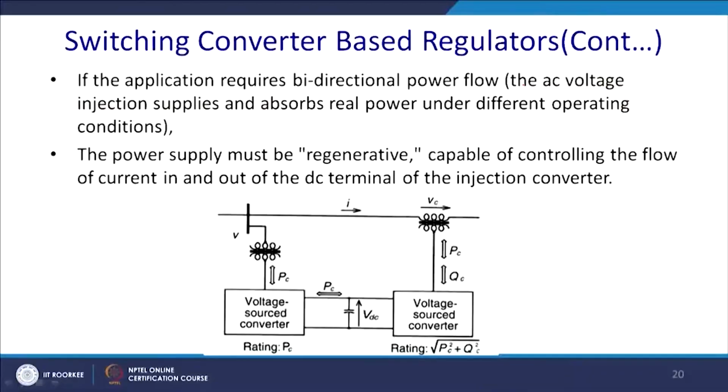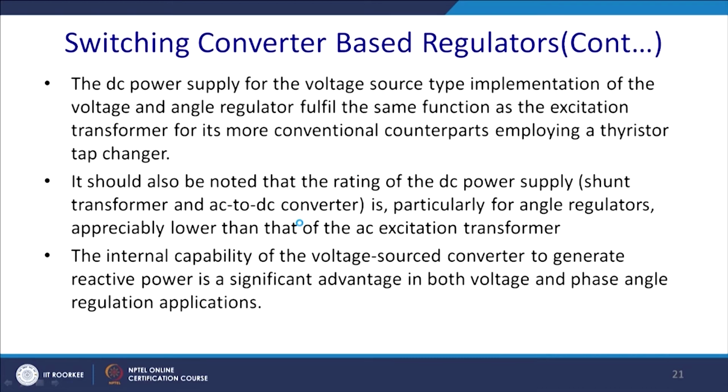So, if the application requires a bidirectional power flow, the AC voltage injection supplies or absorbs the real power under different operating conditions, then the power supply should be regenerative, capable of controlling the flow of current in and out of the DC terminal of the injection converter. So, power has to be bidirectional. In this case we have to change some topological aspect.